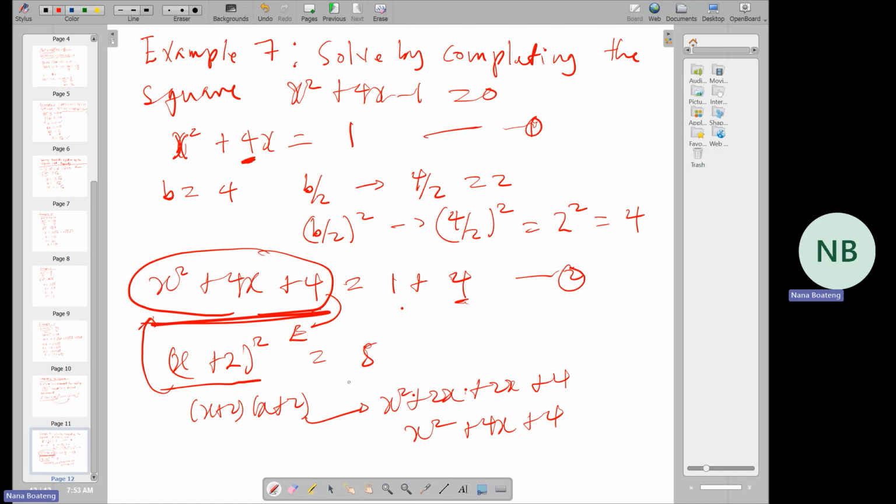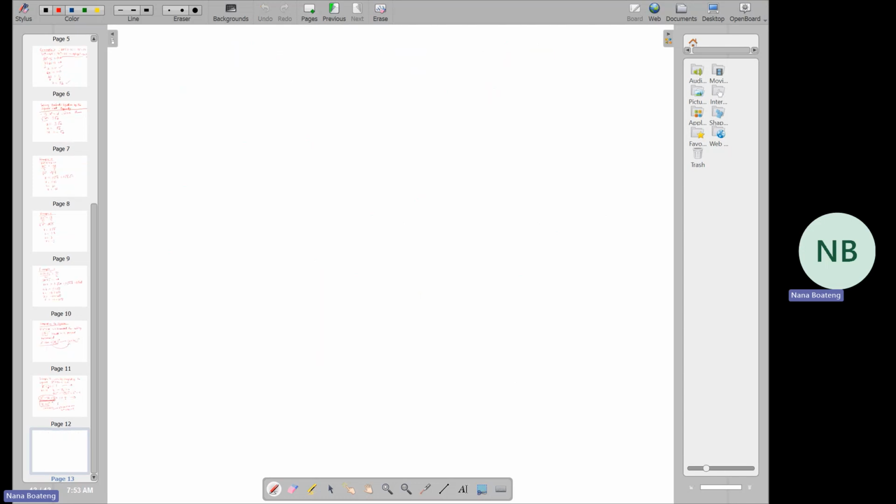All right, so once we write it in this form, we can go ahead and use the square root property to complete it. So we have x plus 2 squared is equal to 5. By the square root property, we take the square root on both sides: x plus 2 is equal to plus or minus the square root of 5.